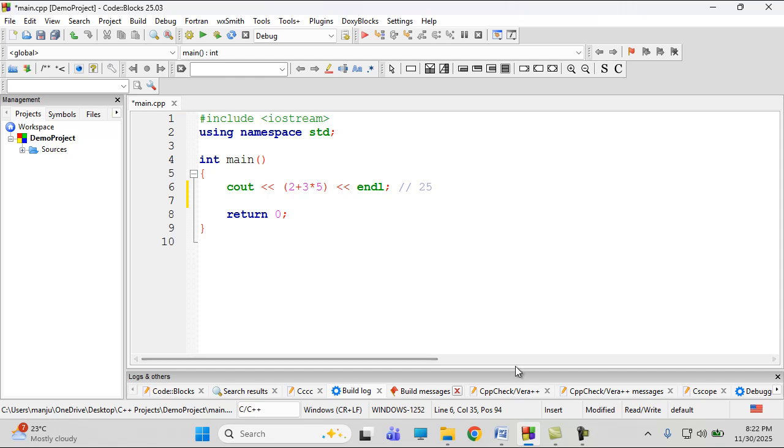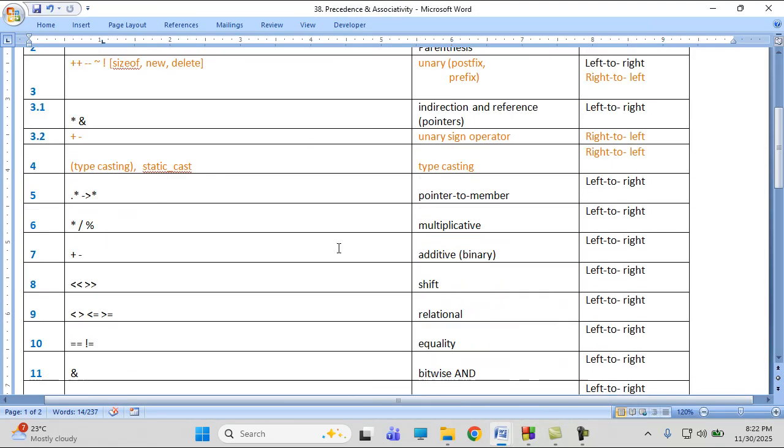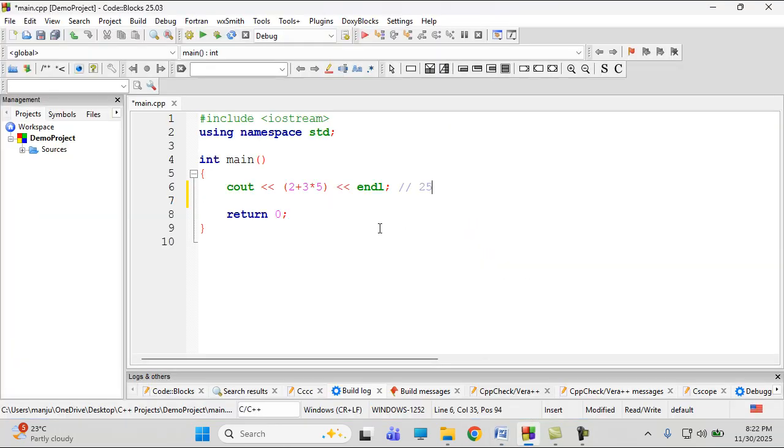Because if you see the precedence table, it says that the multiplication operator should be evaluated first before the plus operator. Multiplication operator should be evaluated first before the addition operator. That means the correct answer is 5 into 3 is 15, 15 plus 2 is 17. 17 is the correct answer, not 25, guys. So understanding the precedence of operators is most important while evaluating an expression.